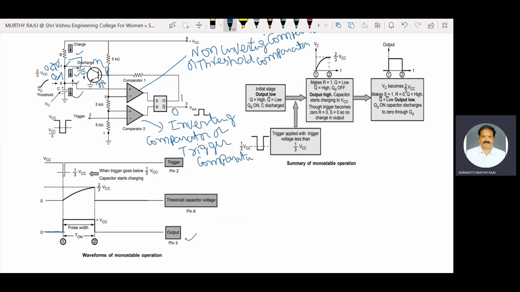The 6th pin is also 0.4 volts. The capacitor C is connected between the 6th pin and ground. Therefore, the voltage at the 6th pin is 0.4, that means nearly 0 volts. Therefore, the capacitor is connected between two grounds, so the capacitor discharges. That value is 0.